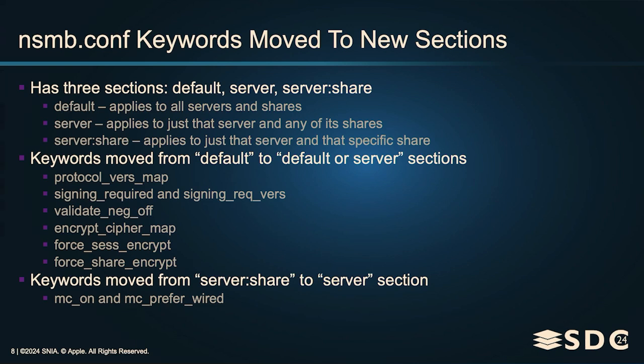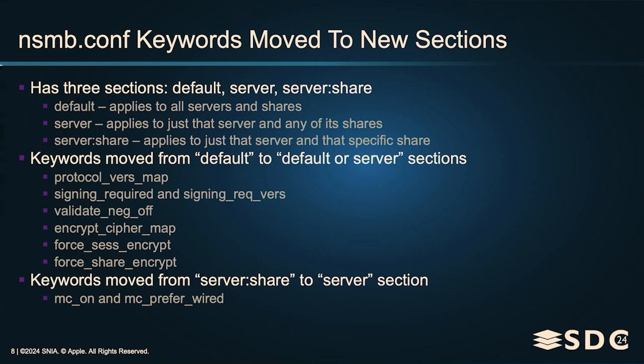So we moved some from the global section, the default, to default or server. Like protocol version map, which meant that you could say, I'm going to set the protocol version map for this server and it can only support SMB 3.1. And then this server over here can only do 3.0. Versus when it was only in the default section, it applied for every single server you connected to.